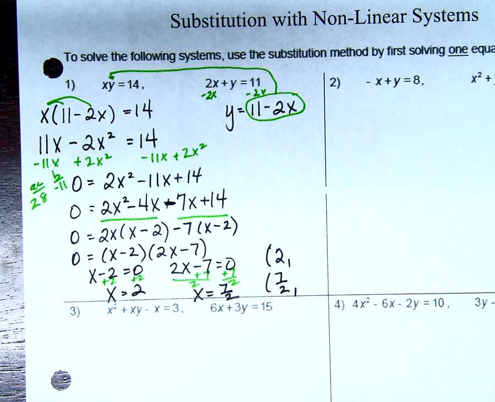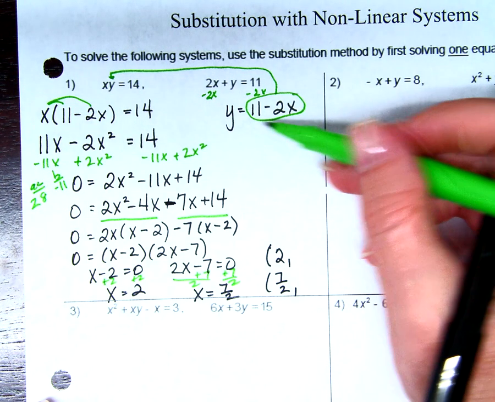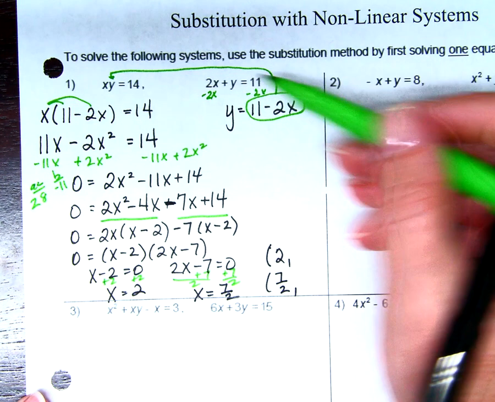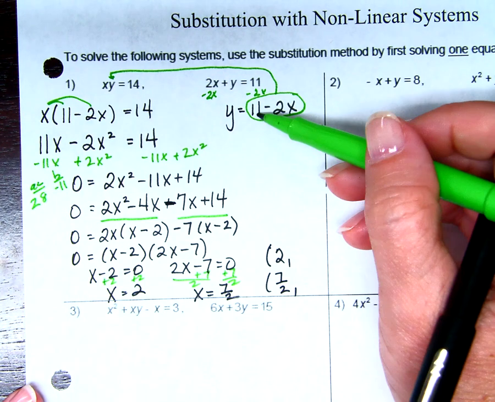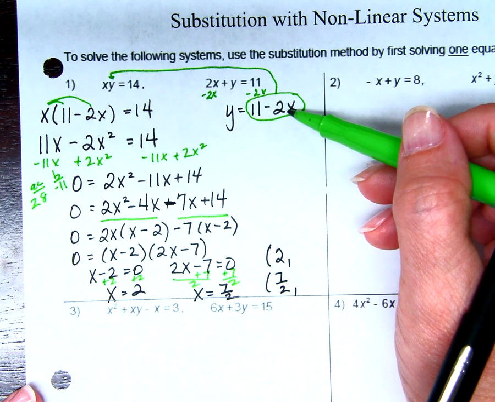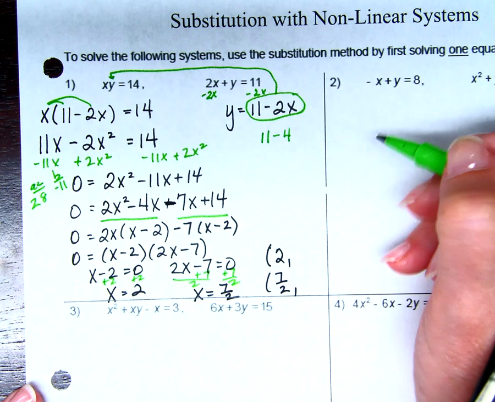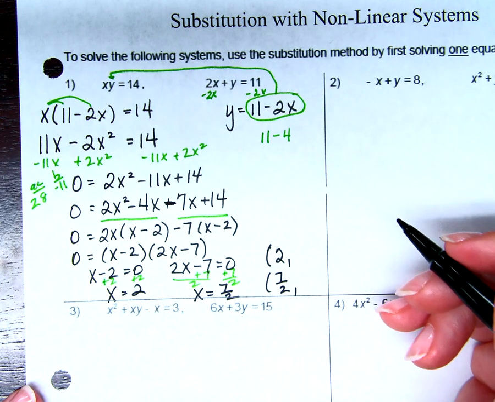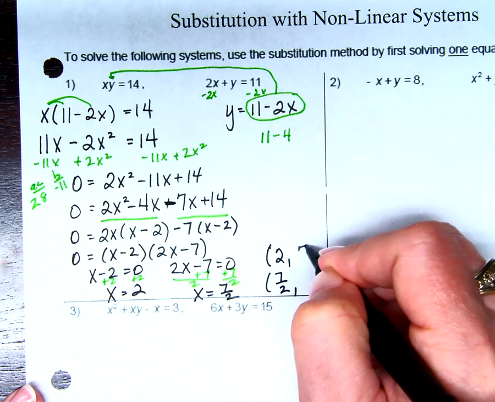And how do I figure out that something? Probably back here, right? Wouldn't this be the best place? I mean, I could go back to the beginning, but y is already solved for right here, right? So what is 2 times 2? So I have 11 minus 4. Does anybody know what 11 minus 4 is? So when x is 2, y is 7.